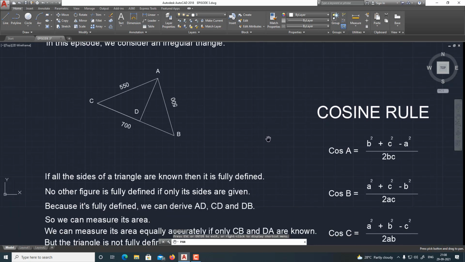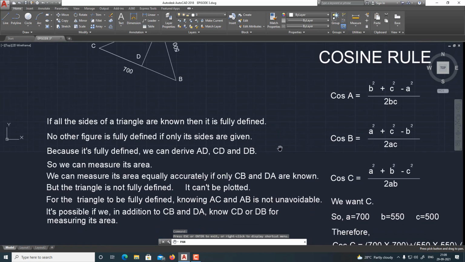If all the sides of a triangle are known, then it is fully defined. No other figure is fully defined if only its sides are given. Because it is fully defined, we can derive AD, CD and DB. So we can measure its area.